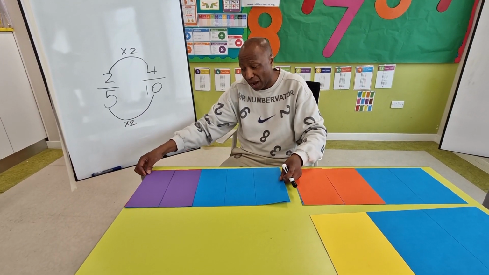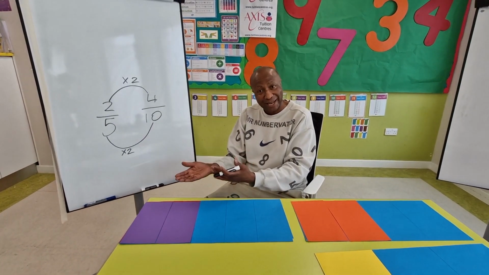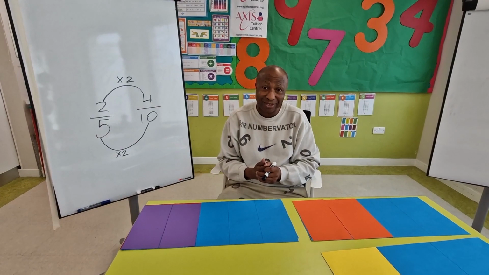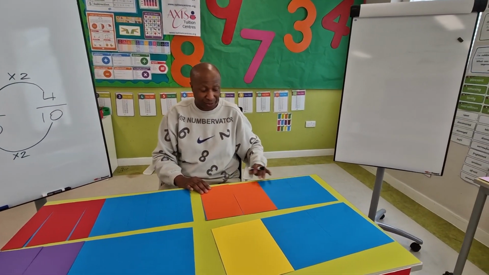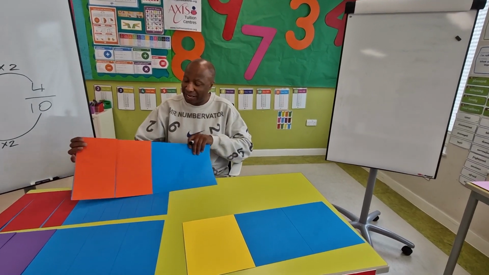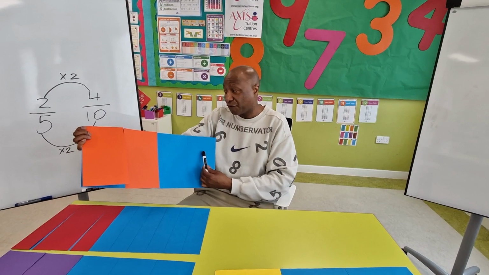And if I put one on top of the other, you can see that that is exactly what equivalent fractions are. Let's look at these next two fractions. I have got how many equal pieces? 1, 2, 3, 4.